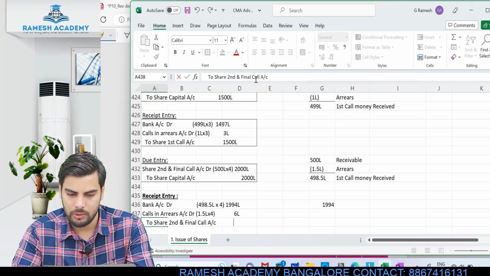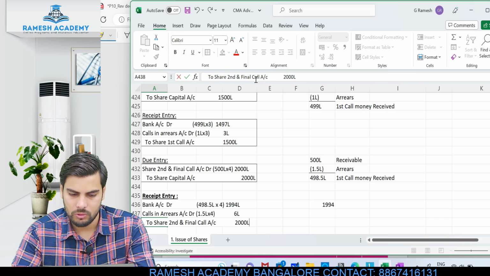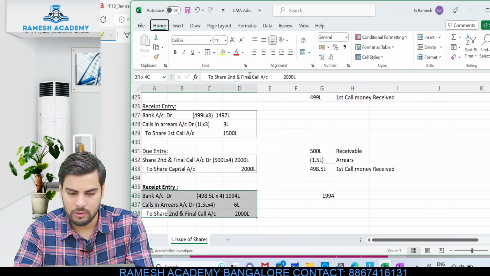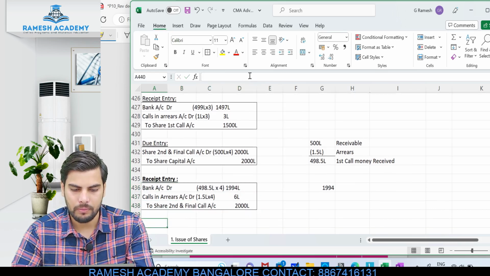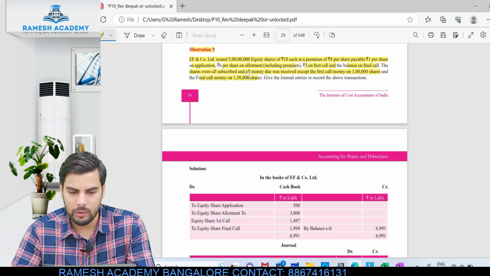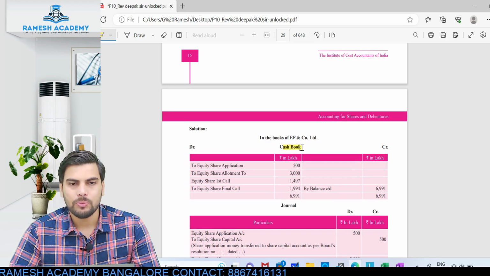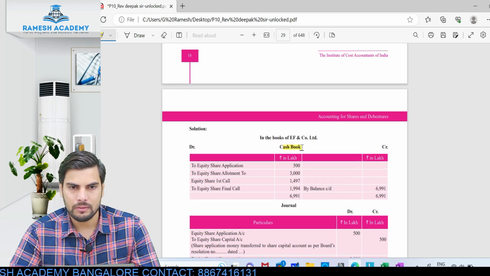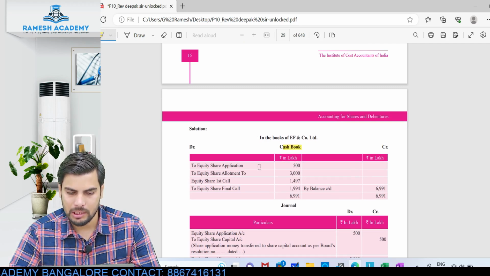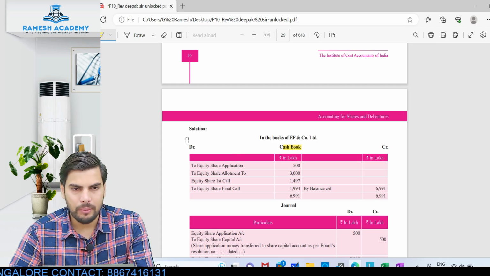Okay, so this would be to the extent of 2000 lakh. This is how the journal entry would appear. Clear? If you just want to have a look at the study material, look at this. Whenever they say cash book, it will be including only the receipts. It will not be including the due transactions. Look at this. Cash book debit or bank account debit.